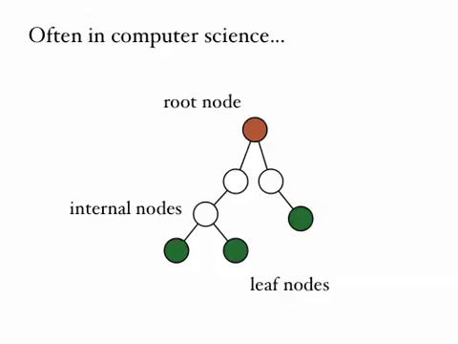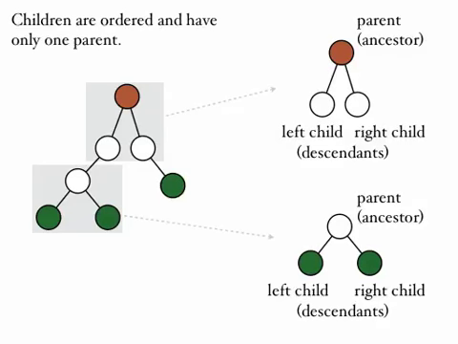Now, often in computer science we draw our trees upside down. In this case, the root node becomes the top of the tree, and the tree branches through its internal nodes to the leaves, which are drawn at the bottom. Now, in a tree we have an implicit order, and this order runs from the root of the tree to the leaves. Any subtree within the main tree also has this order.